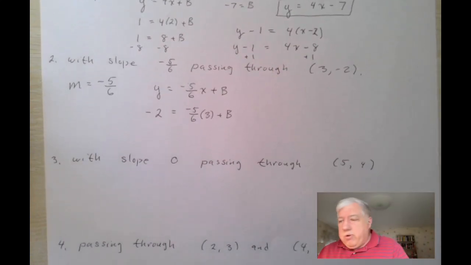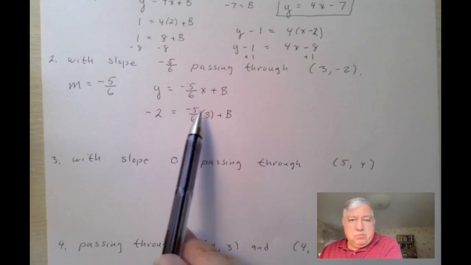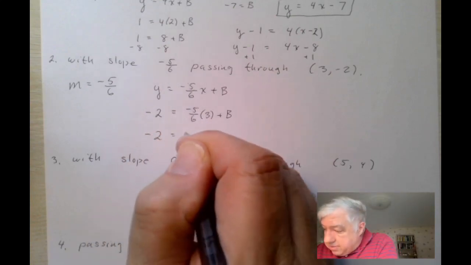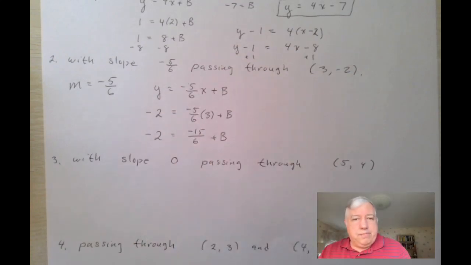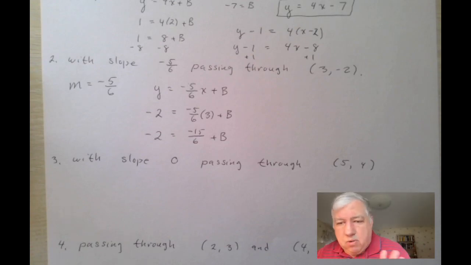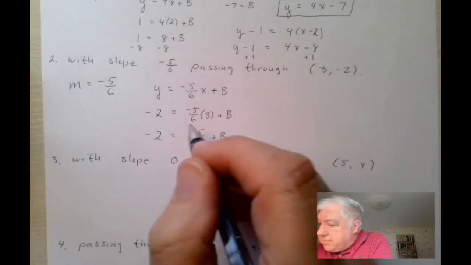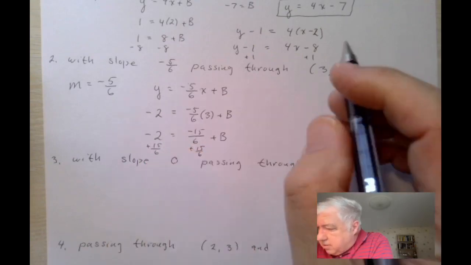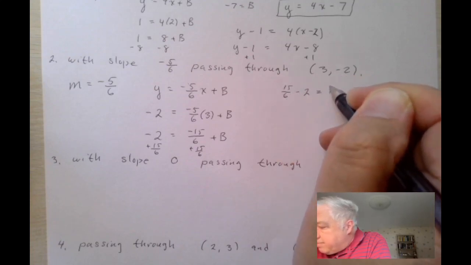So we'll get -2 equals -5/6 times 3 plus b. And okay, so how do we handle this fraction? We can think of this 3 as 3 over 1, and we can multiply the numerators and denominators, so this will be -15 over 6. All right, and let's not worry about simplifying this just yet. What we're going to do is add 15/6 to both sides. So we get 15/6 minus 2 is equal to b.